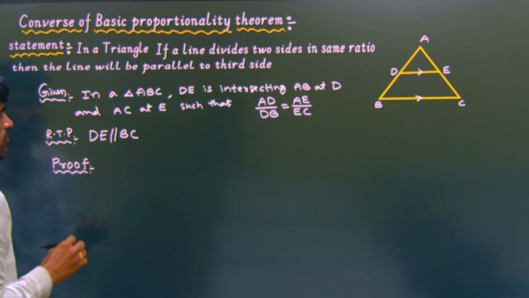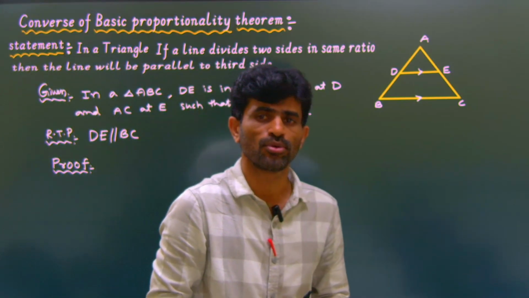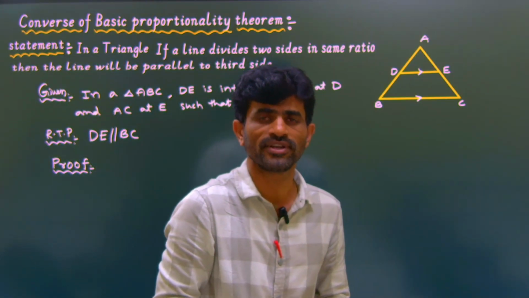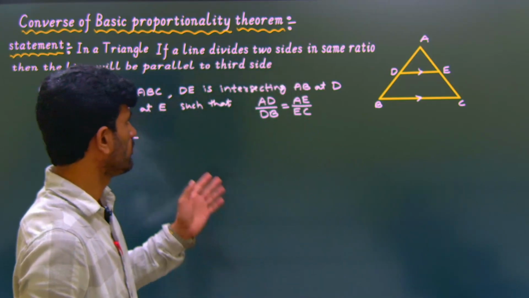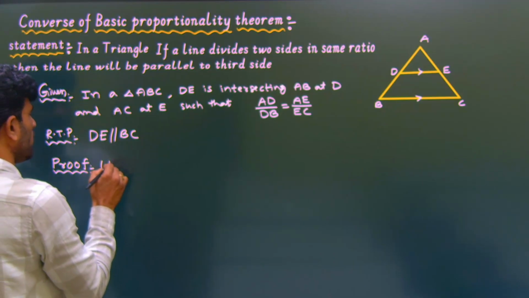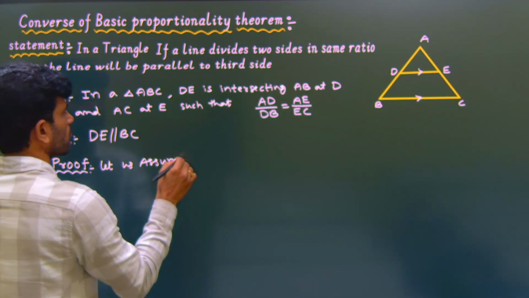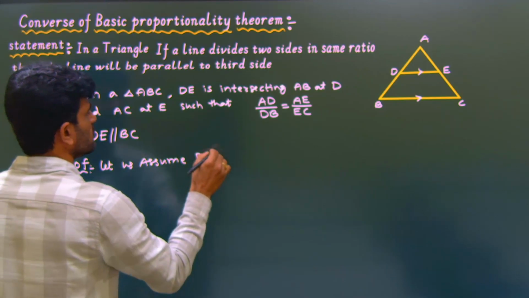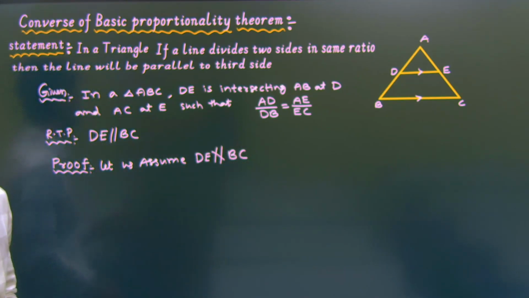What we do in proof, we will assume the opposite, wrong. Like in chapter 1, prove that root 2 is irrational, then we let us assume root 2 is rational, the opposite we take. So here also we will assume DE is not parallel to BC. So let us assume DE is not parallel to BC.